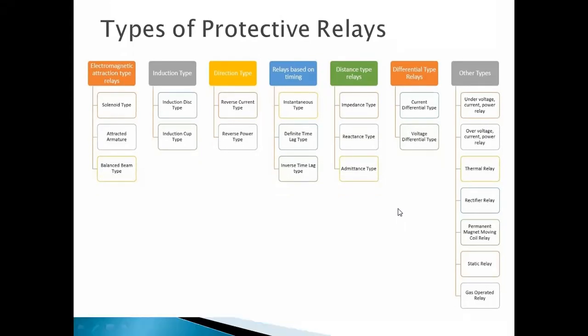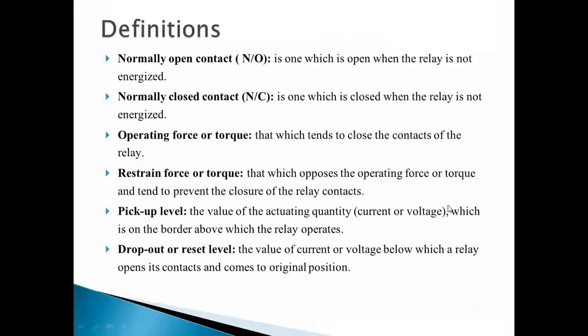Okay, now today, before seeing the electromagnetic relays, we'll see some definitions, because the next point is the electromagnetic relays, that is the attracted armature type relay, then balanced beam type relay, moving coil relays, then induction cup type and induction drum type relays. We will see their torque equations also for induction cup type and drum type relays.